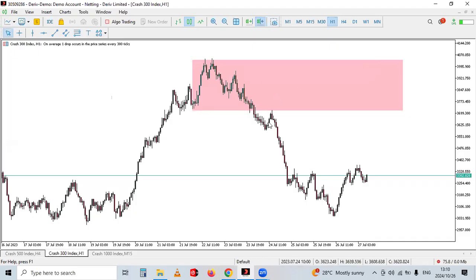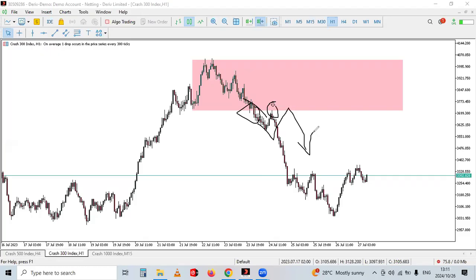So what happened here? Which entry do we take? Here's our main entry, because it cleared. This is our main entry. The market broke out, and then it came back for a retest, which is here. Then it trades off. That's how we do it.